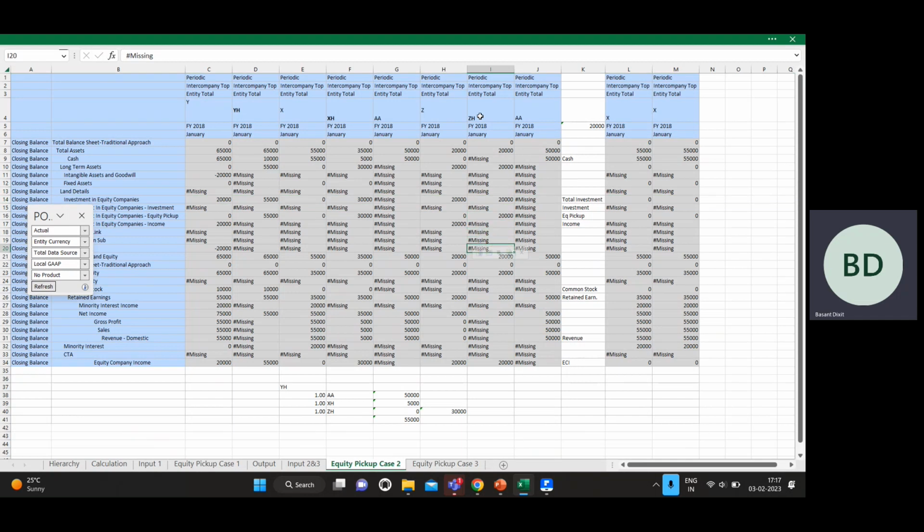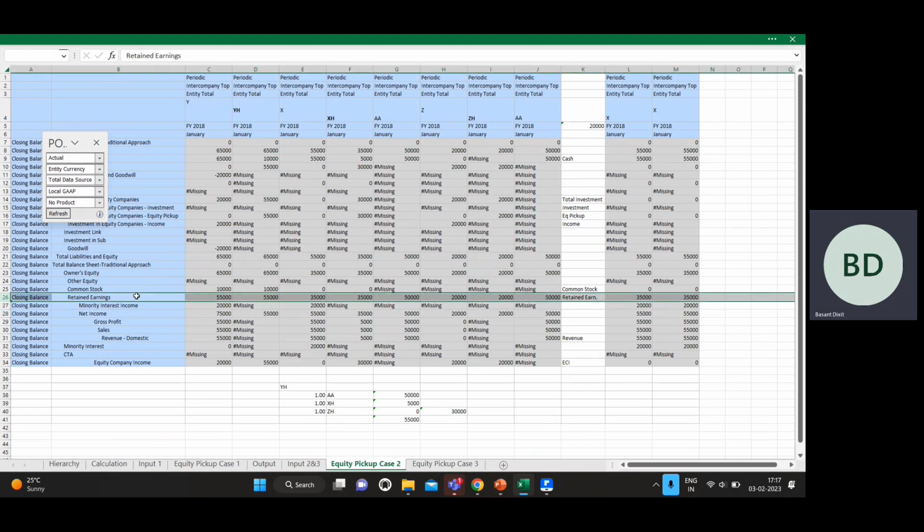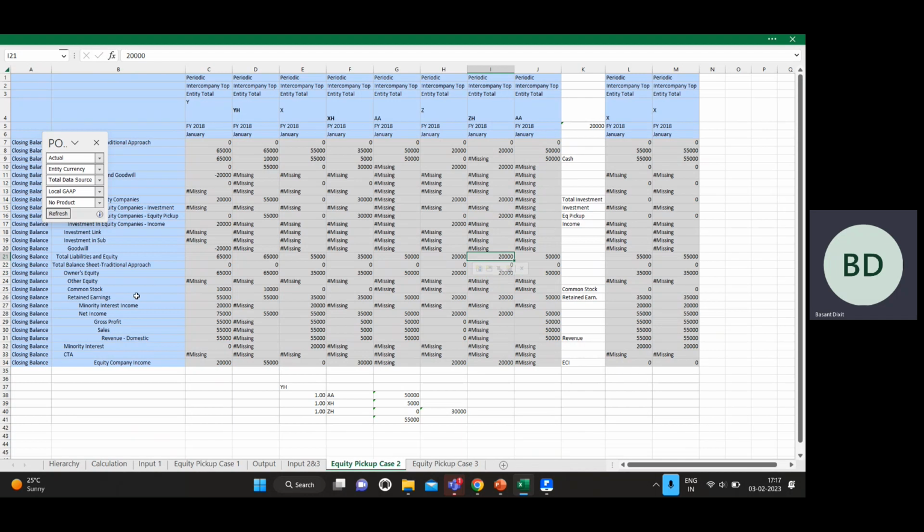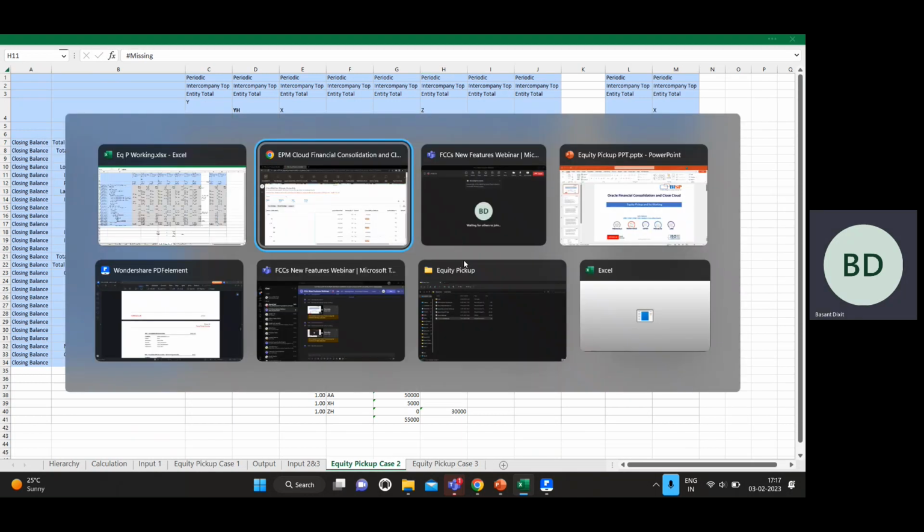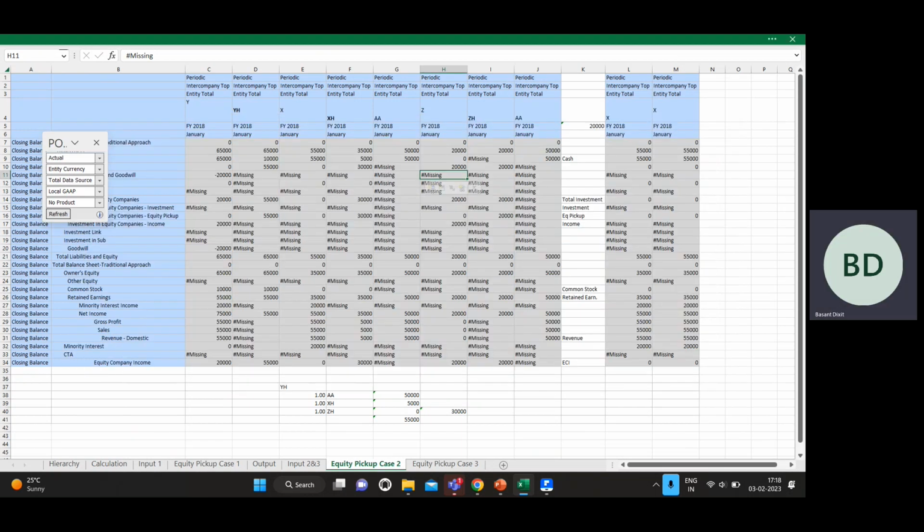Okay, and again with the revenue, we have equity pickup income, and it is finally rolling up to retained earnings, and after retained earnings, it is finally rolling up to the equities and liabilities, and our balance sheet is balanced. And we don't have any figures with the ZH, so all the figures are coming only for this. Okay, and one more thing, whenever we want to see the output, we have to run the rule of consolidation. I will tell you about that also.